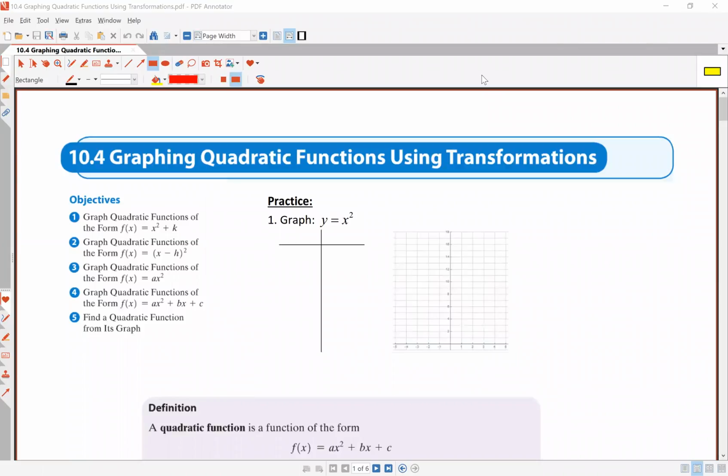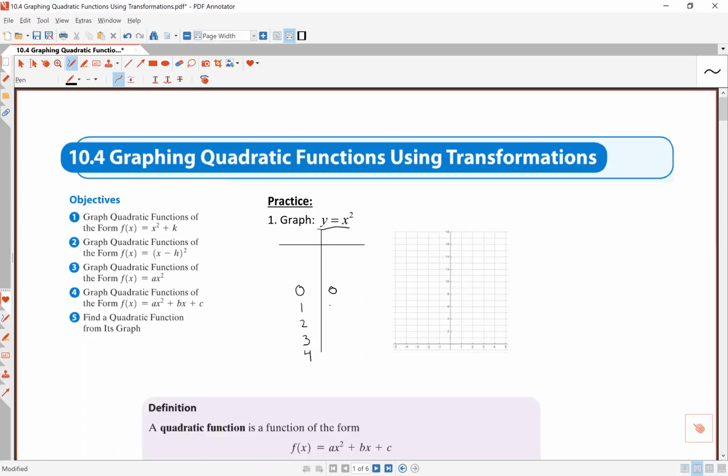This video covers section 10.4, graphing quadratic functions using transformations. When graphing quadratic functions, we must always keep the graph of y equals x squared in mind. This one serves as the basis for the shape for all graphs of quadratic functions. And the properties of this graph rely on knowing the squares of the numbers.